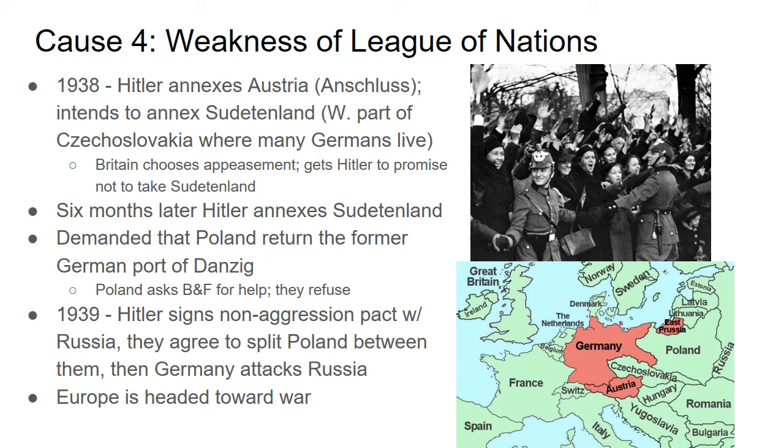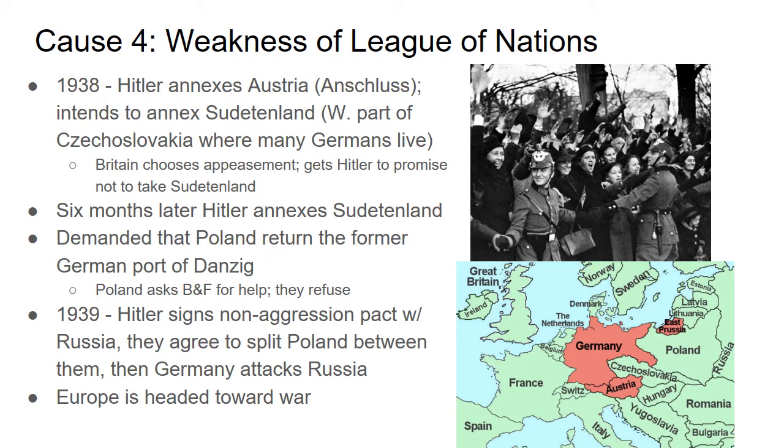In 1938, Hitler annexes Austria. This action is called the Anschluss. And then he also intends to annex the Sudetenland, which is the western part of Czechoslovakia. So if you're looking at the map on the bottom here, you can see how Czechoslovakia kind of is surrounded on three sides by Germany for part of it. So Germany felt like that area had a lot of Germans living in it and that it should have been part of Germany. And so he intends to annex the Sudetenland.